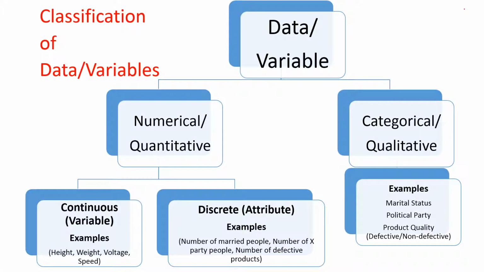Classification of data or variables. Now, sometimes this depends on fields. People use different types of words, terms in different fields. So this will be specifically to the control chart. Now, in general, data or variable can be divided into two categories.